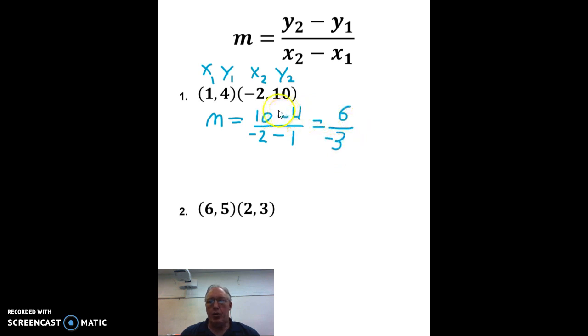Okay, we did the math, and yes, it is 6 over -3, but this is also a fraction that needs to be reduced. You can see that we can divide 6 by 3. Positive 6 by -3 is going to end up as a -2. If we put that in slope form, it would be -2 over 1. Okay? Let's go ahead and do the next one.